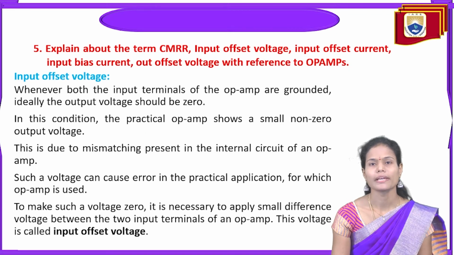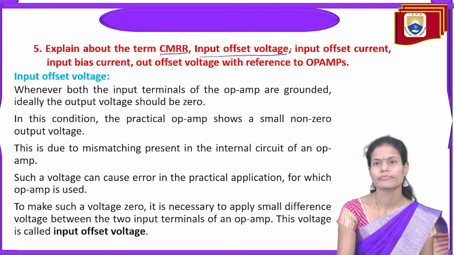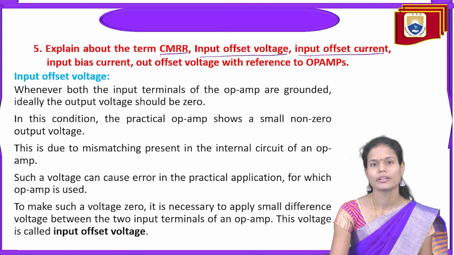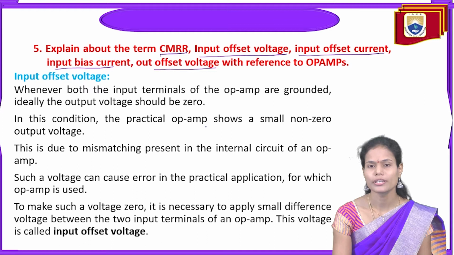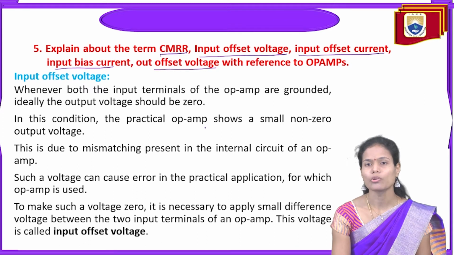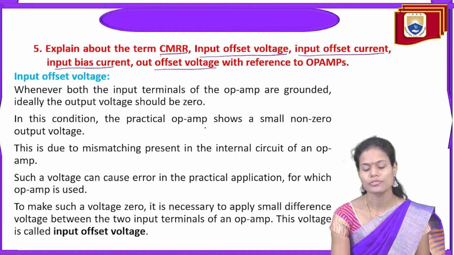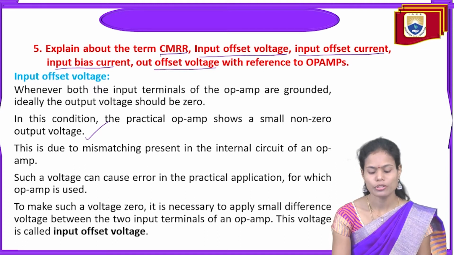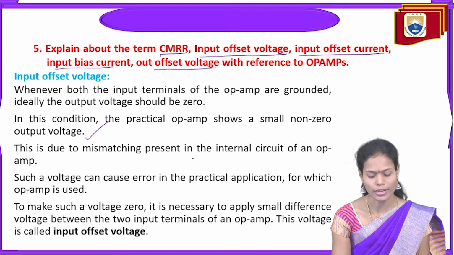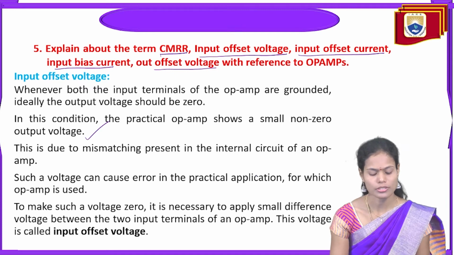And next, explain the terms common mode rejection ratio, input offset voltage, input offset current, input bias current, and output offset voltage with respect to the operational amplifier. Input offset voltage is when both the inputs of the operational amplifier are 0, the output voltage must be 0. But in this condition, the practical op-amp shows a small non-zero voltage. This is due to the mismatching present in the internal circuit of the operational amplifier. So the input offset voltage will cause error in the practical applications where the op-amp is used.